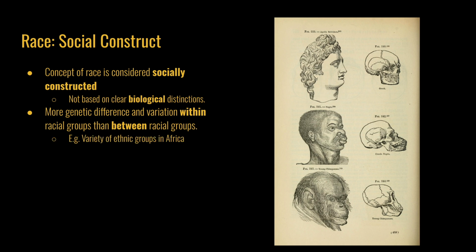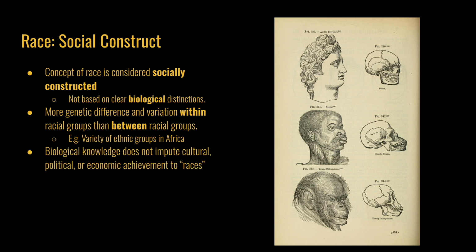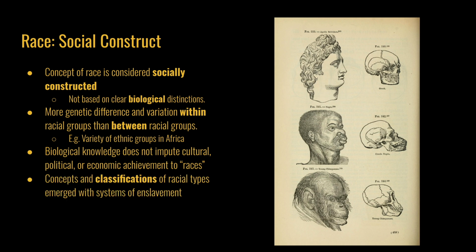In the 19th century, a form of scientific racism emerged, claiming that biological knowledge could be attributed to cultural, political, and economic achievements. The concept and classifications of racial types emerged in tandem with systems of enslavement and were used to justify the treatment of different races. By attempting to prove that one race was inferior to another, it provided a justification to treat the lesser race in a subordinate way.